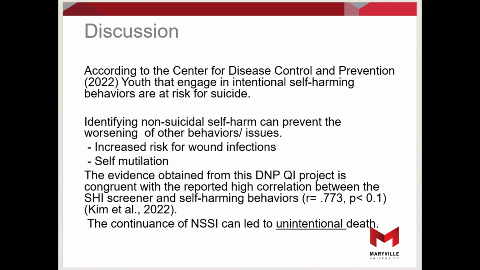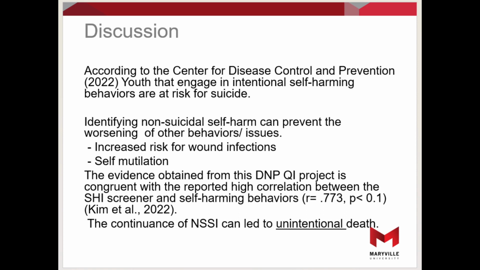So why am I doing this? What is the significance? Early detection, early identification, accurate identification may help to save a life. According to the Center for Disease Control and Prevention 2002, youth that engage in intentional self-harming behaviors are at risk for suicide. That's the bottom line. I'm interested in secondary intervention, screening the patient to offer early detection and diagnoses.